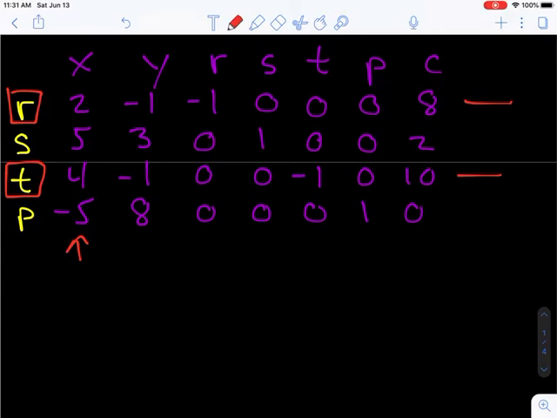It's different than what we did with standard maximization and minimization problems, which is where we went to the bottom row and looked for the most negative number. The results may be the same, but they may not be the same. So the X column is my pivot column.